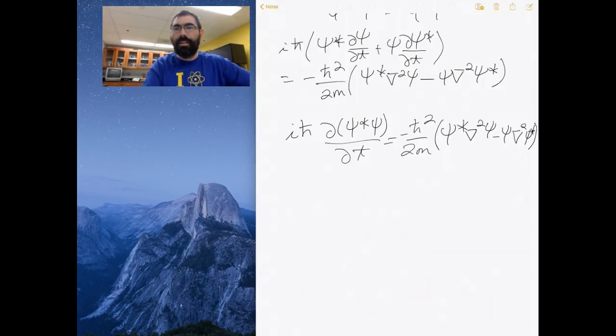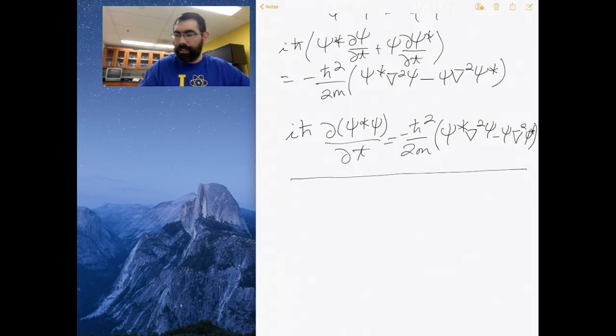In this video, I'm continuing the derivation of the probability continuity equation. Where I left off, we had taken the Schrodinger equation for psi, written out the complex conjugate of that to come up with a Schrodinger equation for psi star, and then we combined them, and what we're left with is this equation right here.